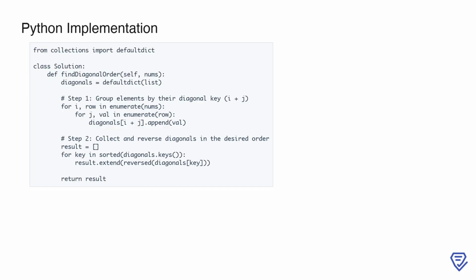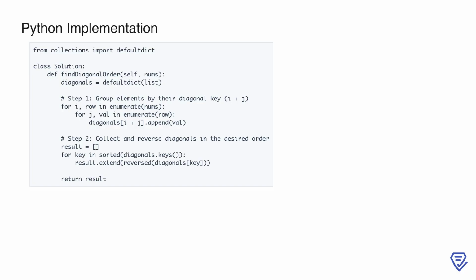First, we iterate through each row of the matrix using enumerate to get both the row index i and the row values. Within each row, we iterate through each element using another enumerate call to get the column index j and the value val. For each element, we calculate its diagonal key as the sum i plus j, which uniquely identifies the diagonal it belongs to. The value is then appended to the list corresponding to that key in the diagonals dictionary.